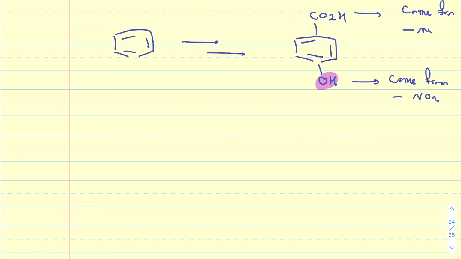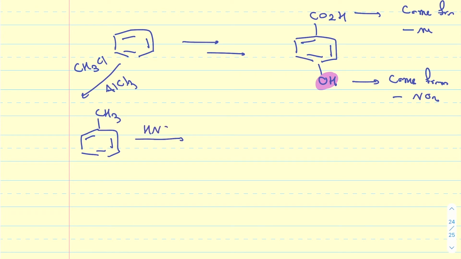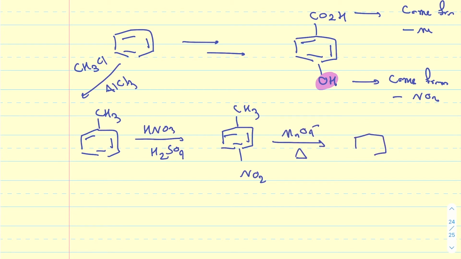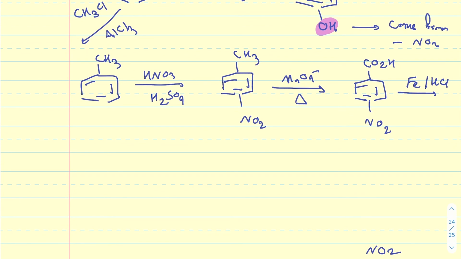So the first thing that I'm going to do, because they have to be para, is put on the methyl using CH3Cl and AlCl3, a Friedel-Crafts reaction, and then add the NO2 using HNO3 and H2SO4. At this point, I'm going to oxidize that methyl to the carboxylic acid, and subsequently reduce the NO2 to an NH2.